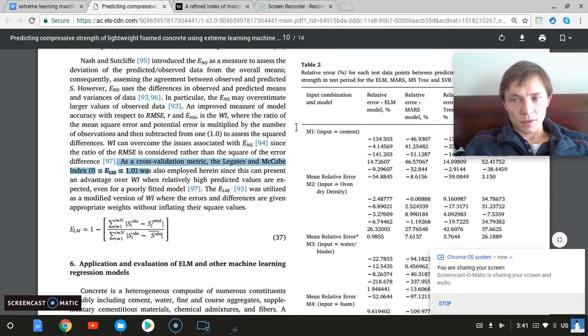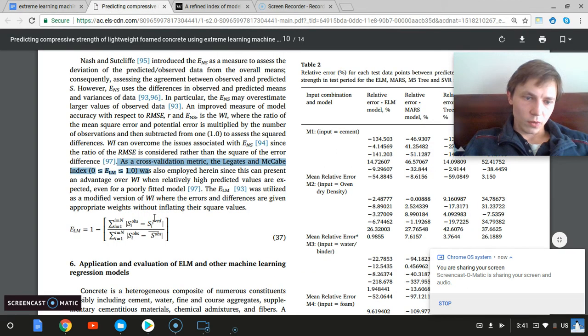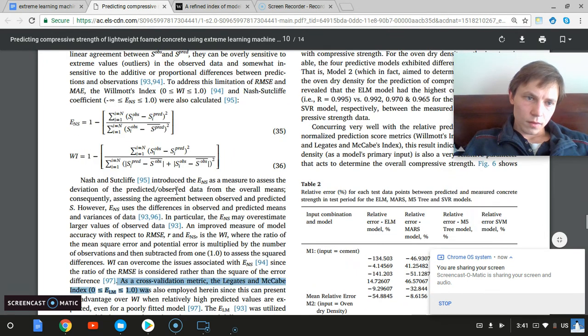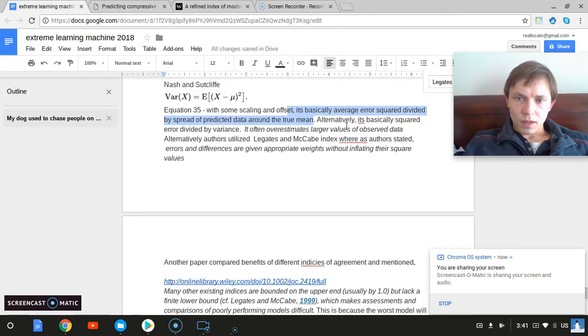So there was a 2018 paper looking at this, and you can see this is the index, and it's basically the square on top and the variance on the bottom. Alternatively, you can think of it as basically squared error divided by variance. As the authors state, it often overestimates larger values of observed data.